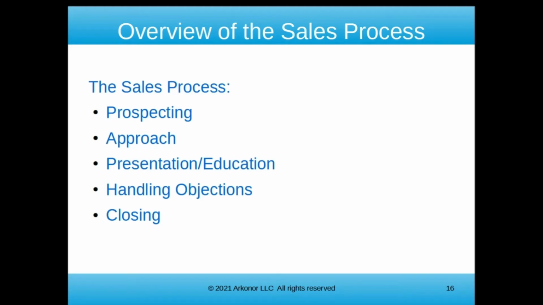The sales process: prospecting, approach, presentation, handling objections, and closing. I'm going to break each section down into an easy to understand training process, giving you tips and tricks to help you with your implementation. Training is the basis for success in the system, from how to develop your own prospecting list to handling objections and maximizing your closing potential.